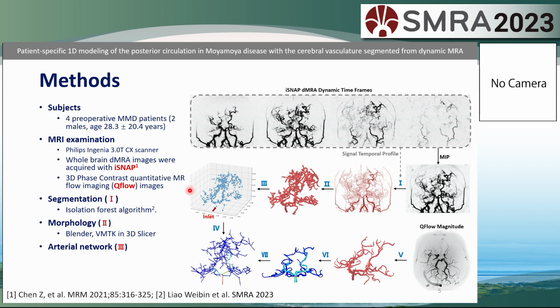We used an isolation forest algorithm, which will also be presented on Thursday, to segment the cerebral vasculature from the ASL dynamic MRI images. Then we used the Blender software to manually extract the posterior circulation and correct the segmentation. From the 3D phase contrast images, we get the velocity map.